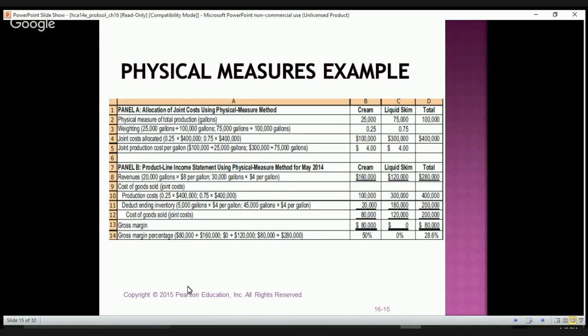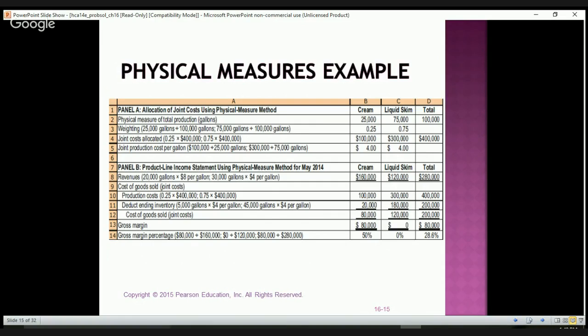Then we do basically the same thing as before. We have the revenues of the actual ones sold, 20,000 and 30,000 gallons. Take each one times their respective sales per unit of $8 and $4. So that doesn't change. What changes is the cost of goods sold. We're going to take 25% of the 400,000 and give it to cream, and 75% of the 400,000 and give it to the liquid skim. Now, deducting our ending inventory, for the cream it was 5,000 gallons.